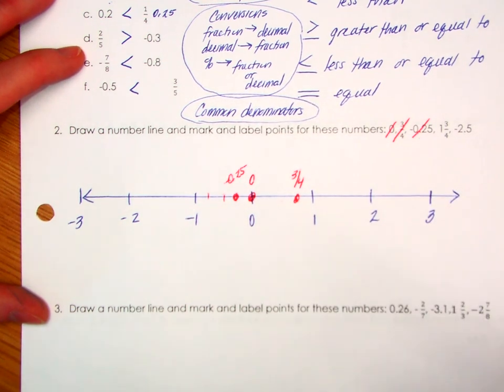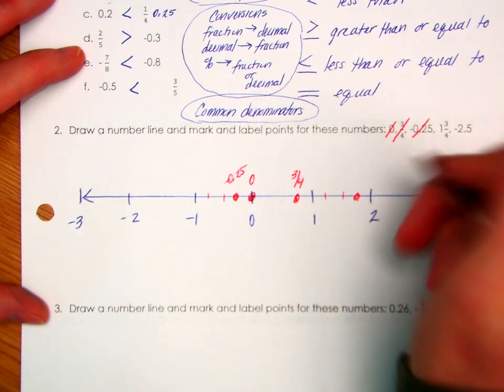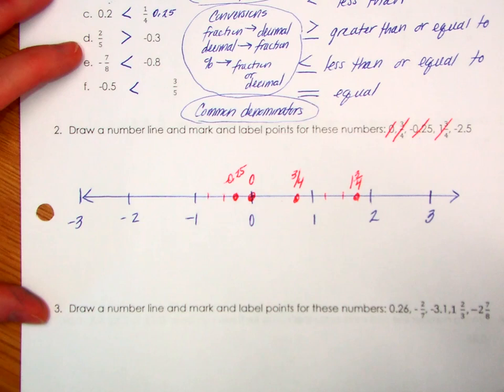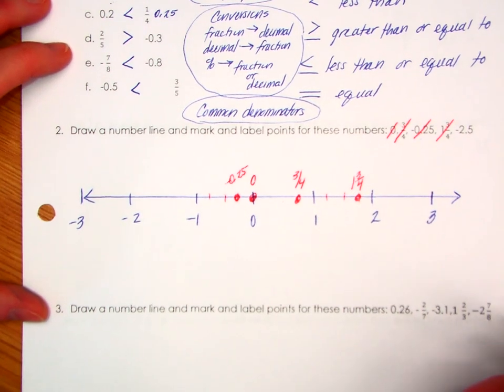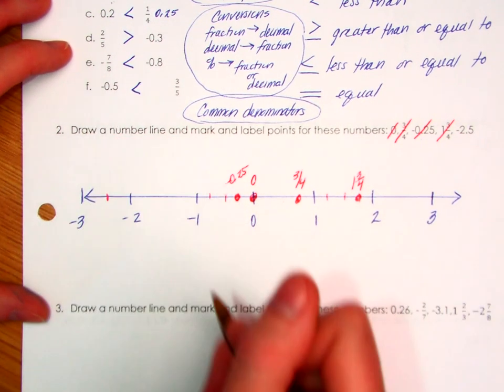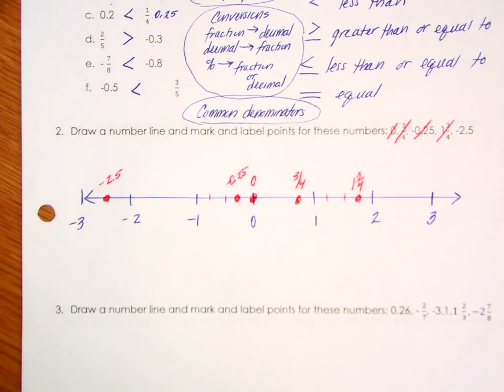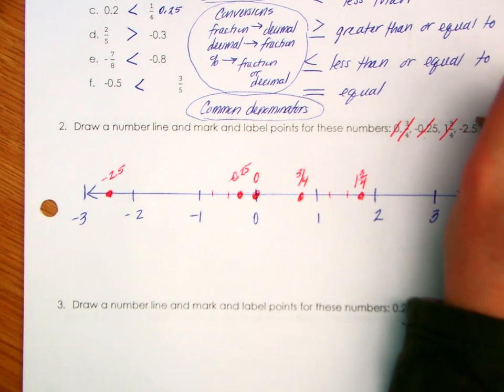Check. 1 3/4. This is 1 3/4. Check. Negative 2.5. This is about half, so that's negative 2.5. Check.